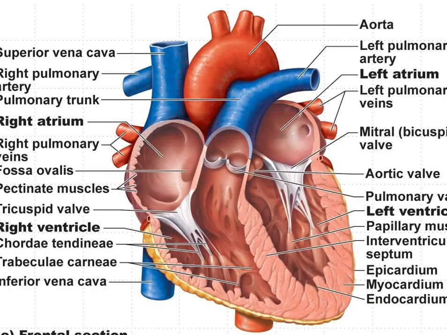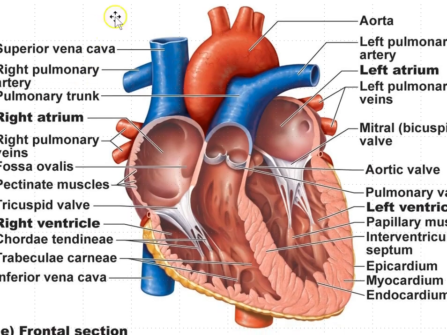So if we look at the coronal section of the heart, you can see here is the right atrium. This is the right ventricle, left ventricle, left atrium, and this is the valve that we have between the right atrium and right ventricle. We call this the tricuspid valve or right atrioventricular valve, and this one should be the mitral valve or bicuspid valve between the left atrium and left ventricle.